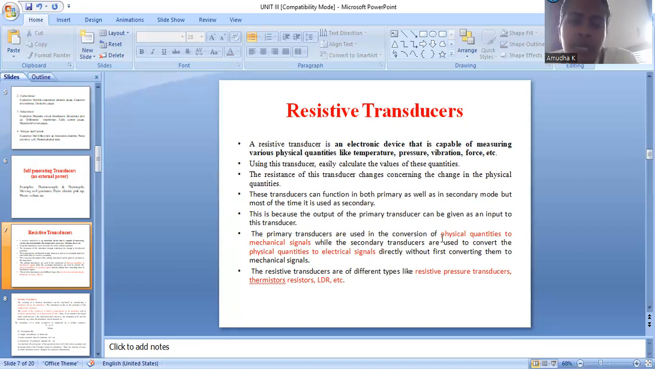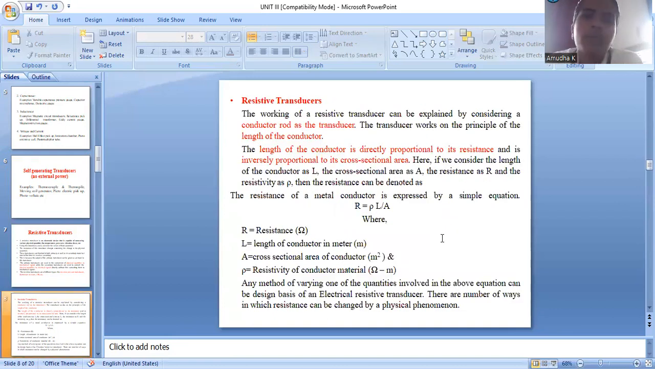The resistive transducers are of different types, like the resistive pressure transducer, thermistor, resistors, or the LDR. These are all examples of resistive transducers. Now see the working of resistive transducers by considering a conductor rod in the transducer. The transducer works based on the length of the conductor. In a metal rod or metal conductor, the resistance value is expressed by rho L divided by A. If the resistance varies while measuring the physical quantities, the values also vary.